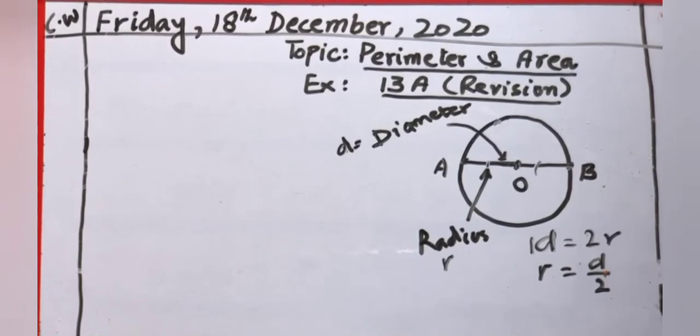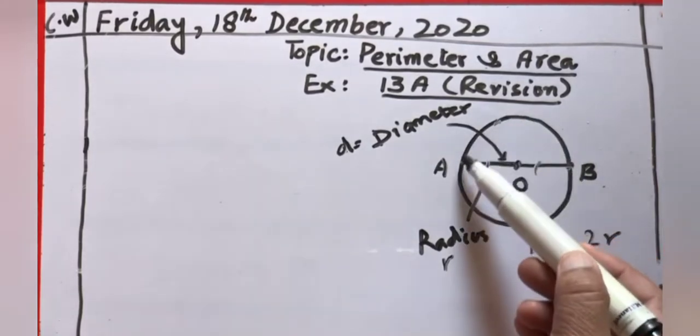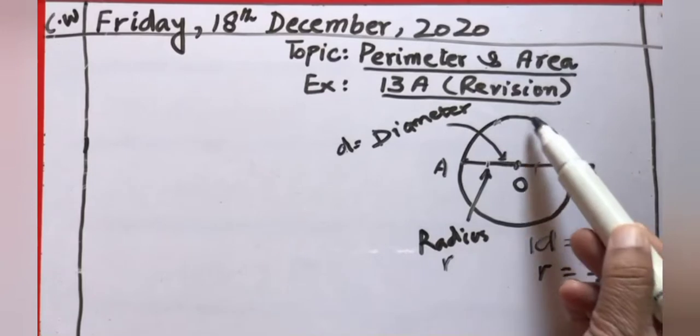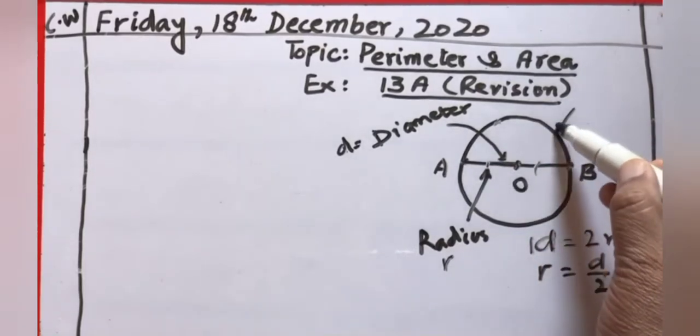Now we are going to discuss about the circumference of a circle. So outer boundary of this circle is called the circumference of the circle.